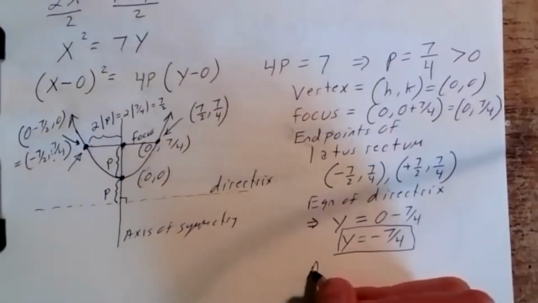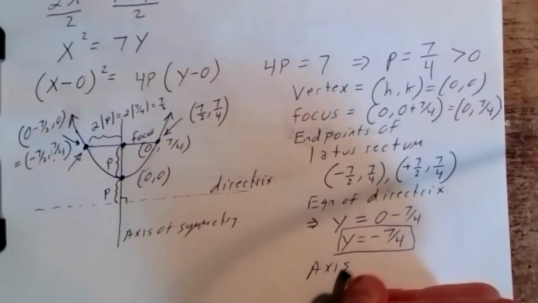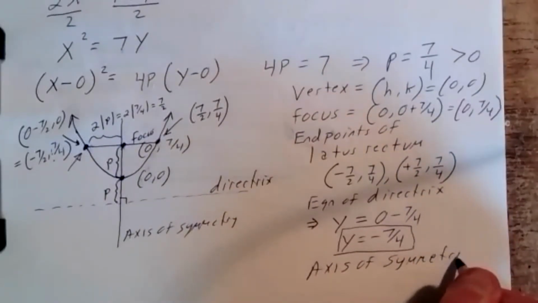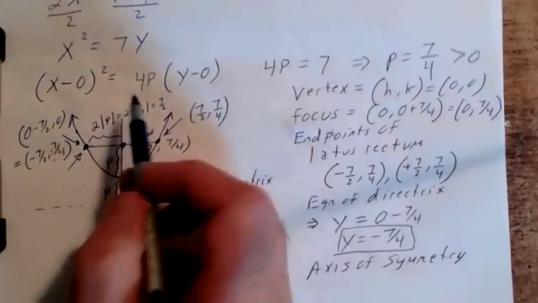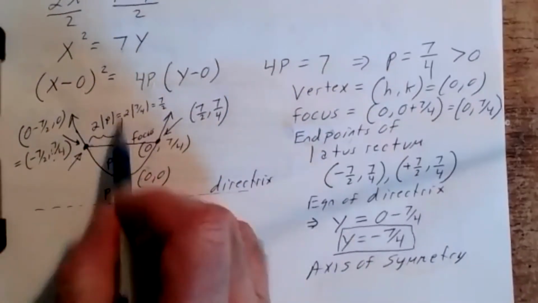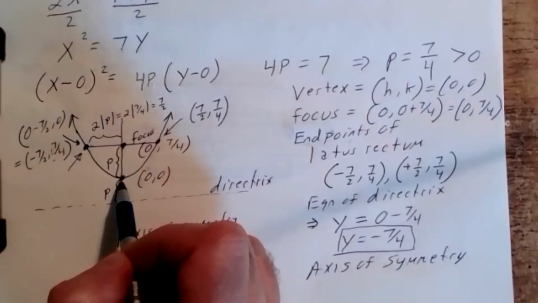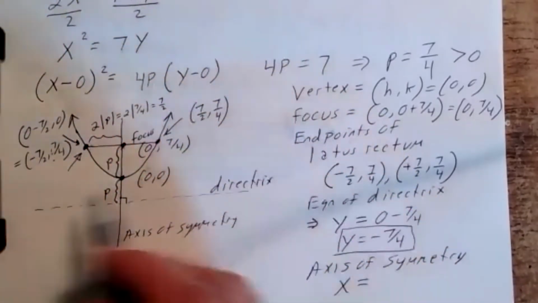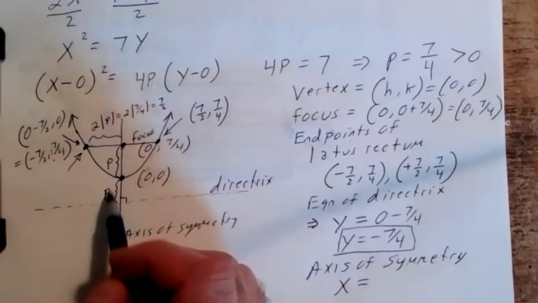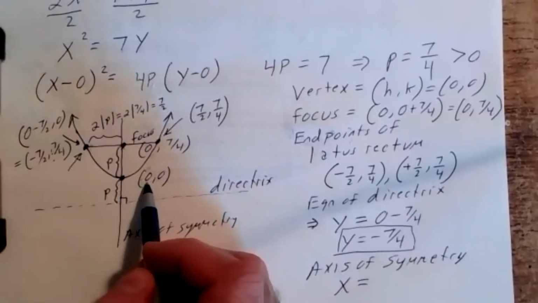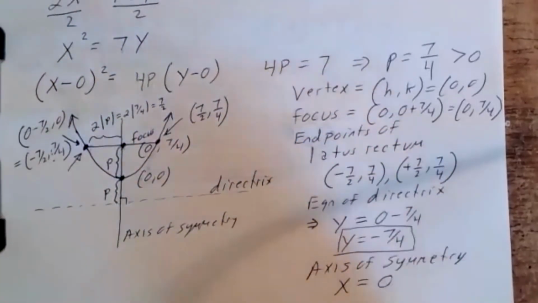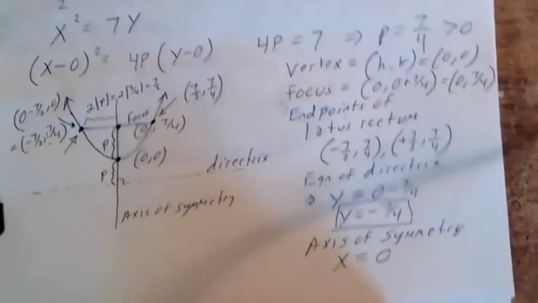Your axis of symmetry, what would be its equation? Well, your axis of symmetry is a vertical line and it goes through the vertex point. And so the equation of a vertical line is x equal to, and notice your axis of symmetry runs right through the vertex point whose x coordinate is 0. Therefore, the equation of the axis of symmetry is x equal to 0. That's your axis of symmetry.